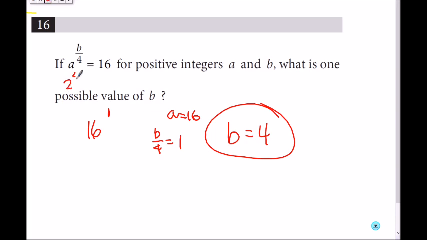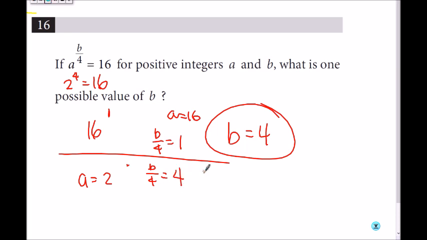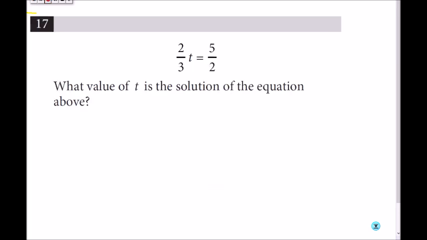You can do 2 to the 4th, which is 16, right? So then A is 2, and B over 4 equals 4, so you get B equals 16. There are multiple answers, but it says one positive value, so I'll just try one, and if it's true, don't try for the second one. Save time for the other questions. Usually the first question on the free response will be one of the easiest out of 20 questions.